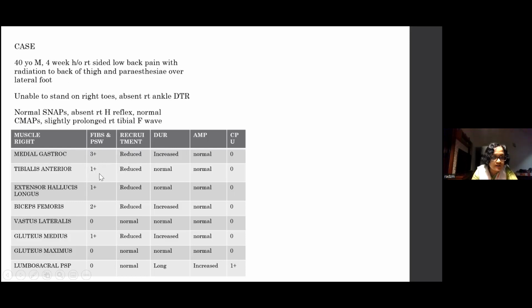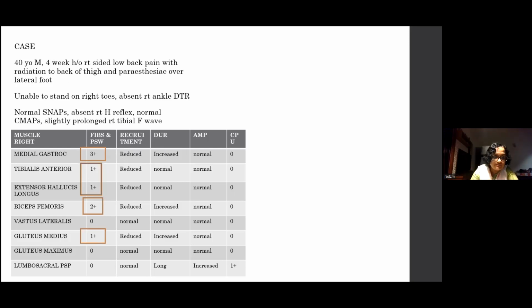So this is more L4, L5. That is more L5, S1 especially. Extensor hallucis longus is more L5, while biceps femoris is more S1. So you can see as it goes, the S1 muscles seem to be more affected. So that's why it's important to do different muscles.